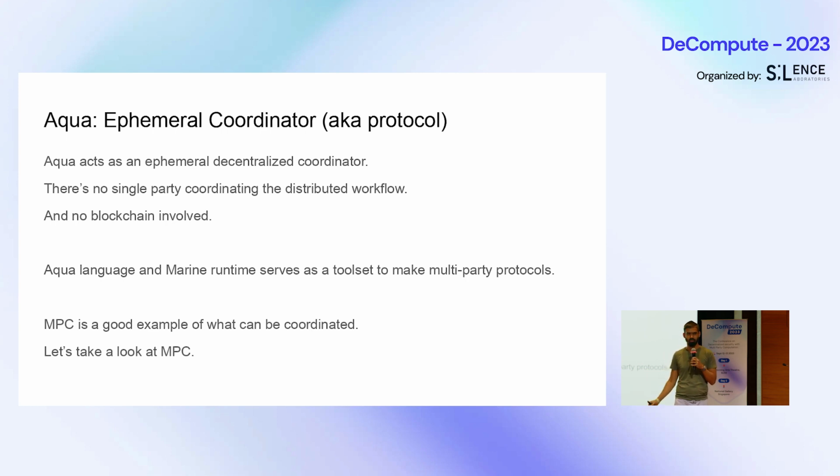No blockchain, off-chain, very, very efficient, no blockchain. So fundamentally, Aqua language and Marine runtime serve as a tool set to make multi-party protocols. You do the compute part, the library code, in a language that compiles to WebAssembly or that can run on WebAssembly. And you deploy, provision, maintain, update, redeploy, orchestrate with Aqua and Marine.